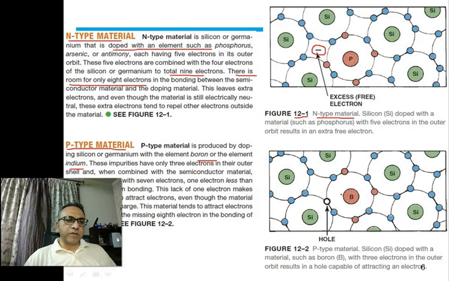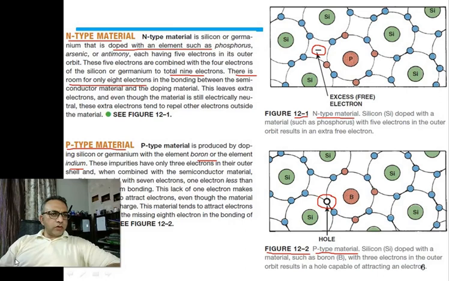For example, let us look at figure number 12.2. Silicon atom, silicon atom, silicon atom, silicon atom, and in between there is 1 boron atom. The 3 electrons of the boron have covalent bonded with silicon, and there remains 1 vacancy of an electron. This pair could not create a complete covalent bond, hence there is a vacancy of an electron. This is the creation of a p-type material.